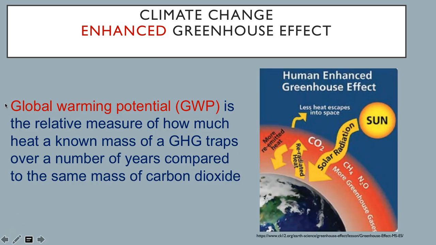Global warming potential is the relative measure of how much heat a known mass of a greenhouse gas traps over a number of years compared to the same mass of carbon dioxide. Not all gases have the same warming potential. Some cause more warming than others.